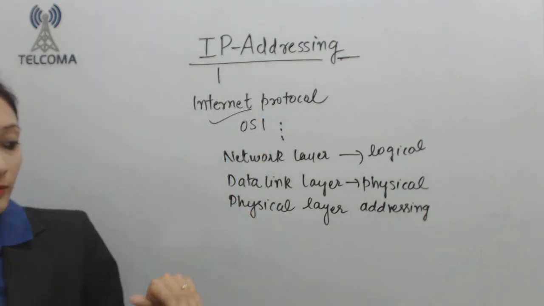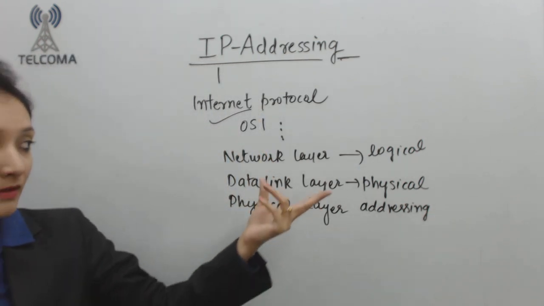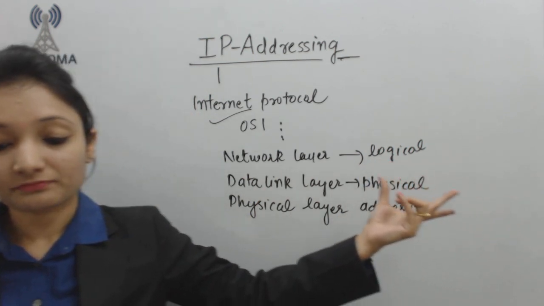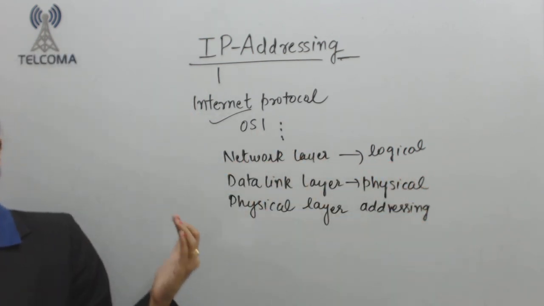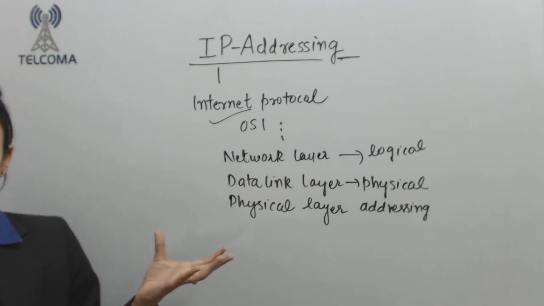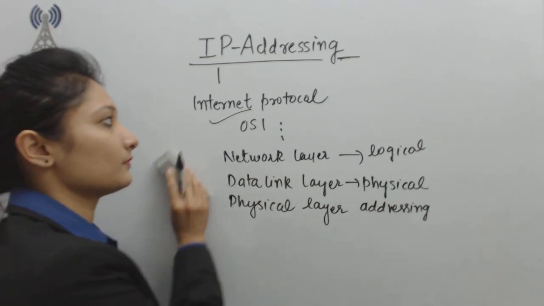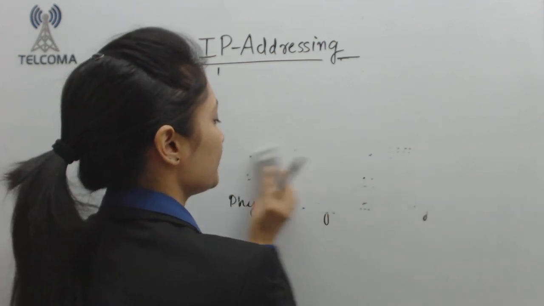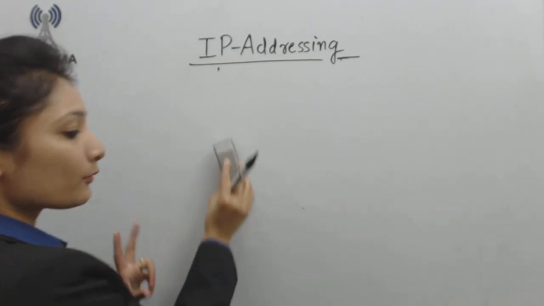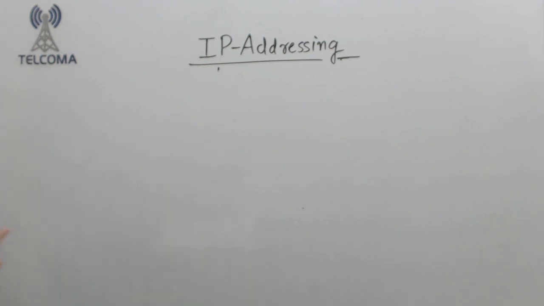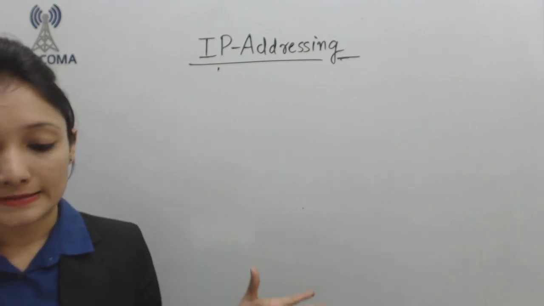But outside, we need a global addressing scheme. For the transmission of the packets, what we need is an IP address. So, if you just look here, it provides you one-to-one communication from one system to another system.